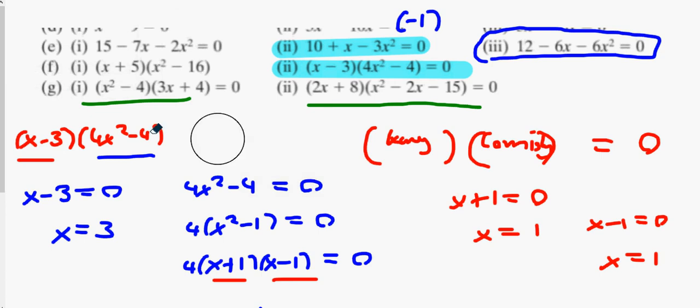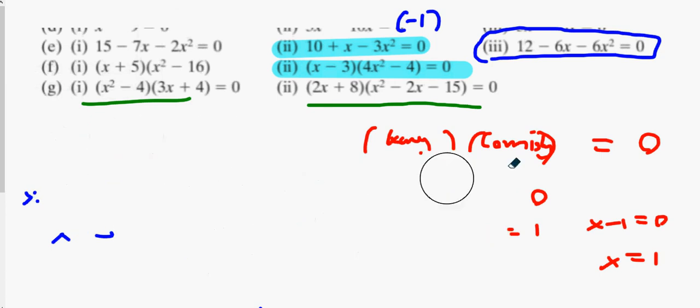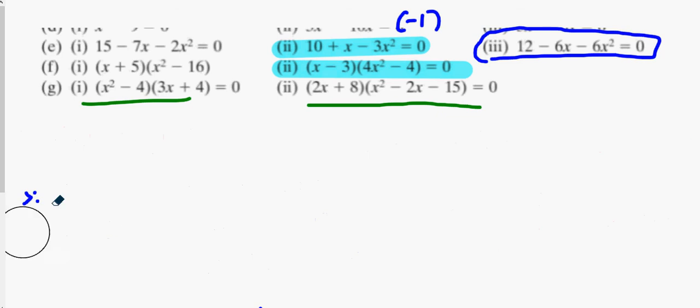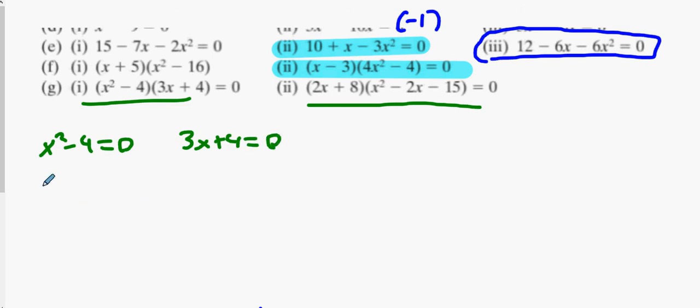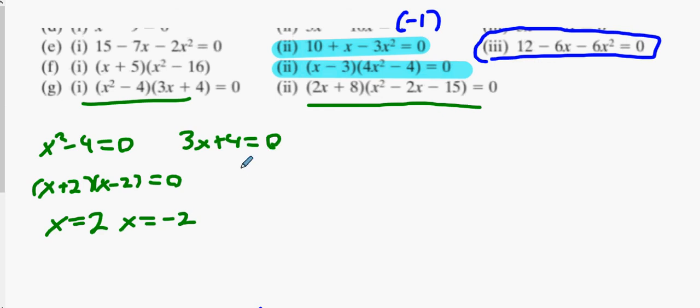Alrighty. So we're going to do G part 1. What do we get? Blame the first one, you get x squared minus 4 equals 0. Blame the second one, you get 3x plus 4 equals 0. Then what? X plus 2 and x minus 2. So x equals 2 and x equals minus 2. Next one. 3x equals minus 4 and x equals minus 4 over 3. We all good? Right.